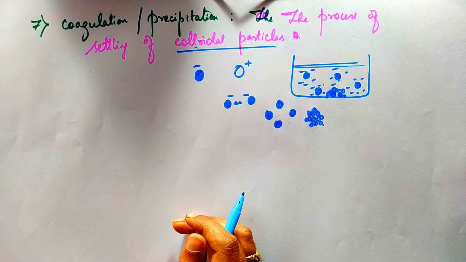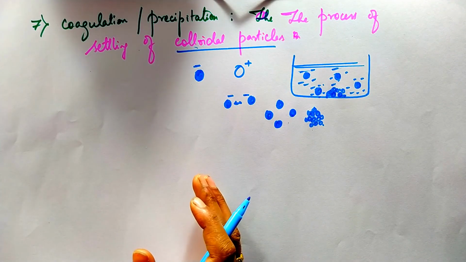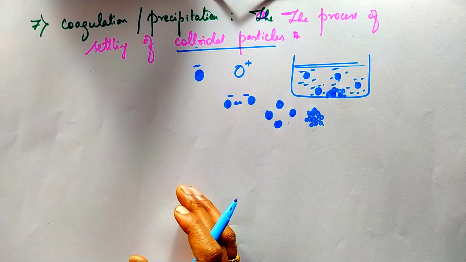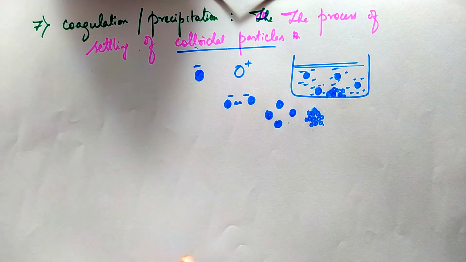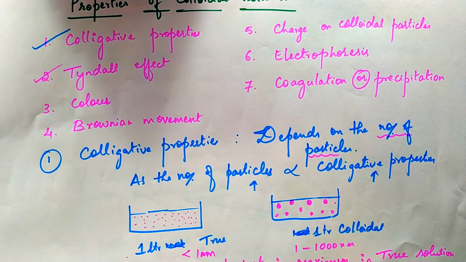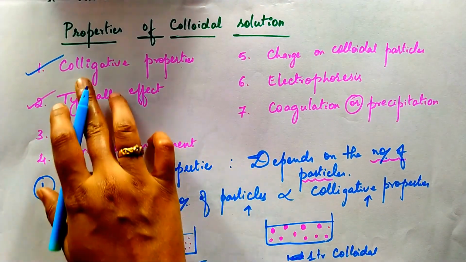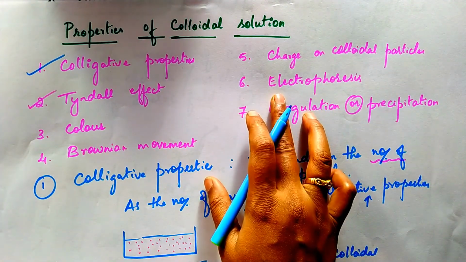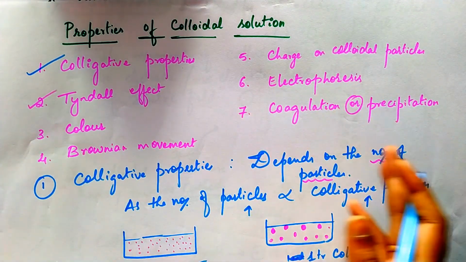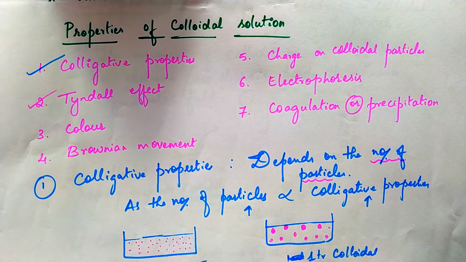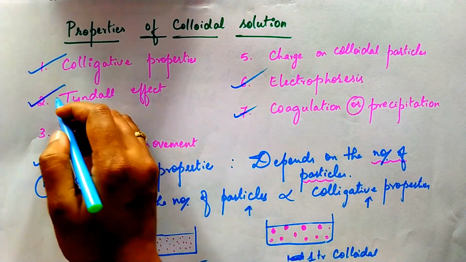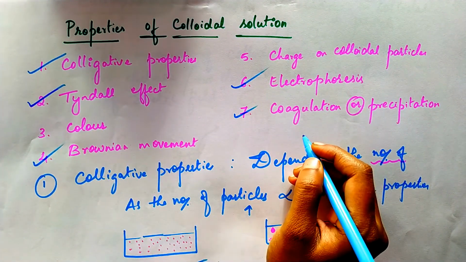Okay, then this is all about today's video, that is properties of a colloidal solution. There are mainly 7 properties which are very important for the examination. Those 7 properties are colligative property, Tyndall effect, color, Brownian movement, charge on colloidal particle, electrophoresis and coagulation. All these 7 are very important. They'll ask 2 marks questions. So the definitions of Tyndall effect, Brownian movement, electrophoresis and coagulation are all important.